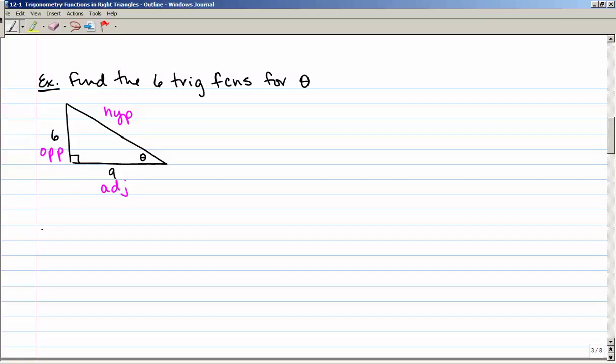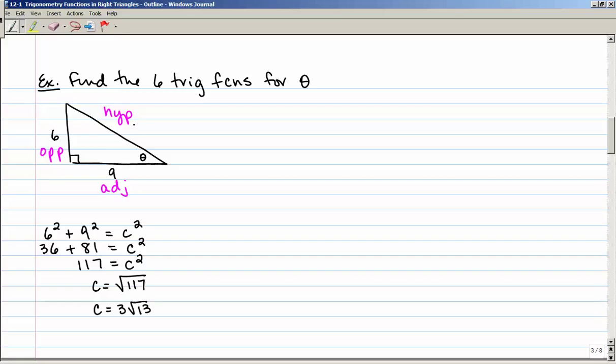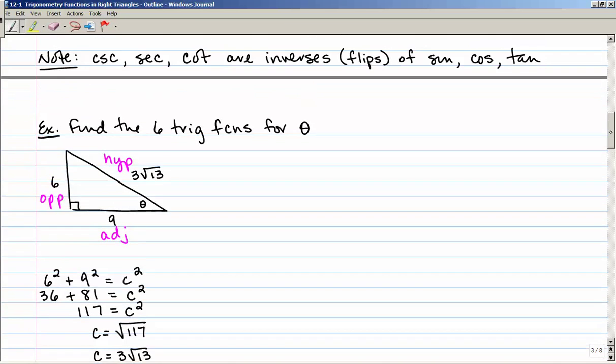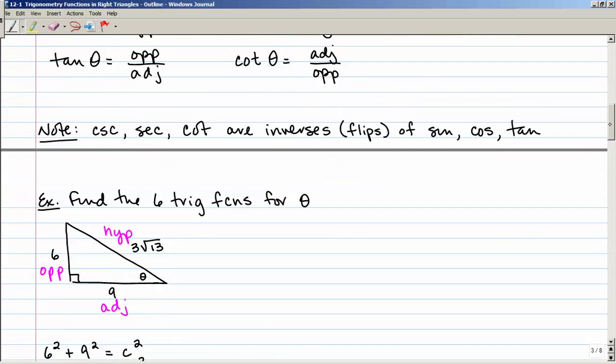So to do that, we're going to use the Pythagorean theorem. So 6 squared plus 9 squared equals, I'm just going to call it c squared. So 36 plus 81 equals c squared, which is 117, or c is equal to the square root of 117, which simplifies to 3 square root of 13. So I'm going to go ahead and add that to my diagram. So my hypotenuse is 3 square root of 13 units long. So now with all of that information, it's pretty simple. We're just going to plug those numbers into these ratios that we saw right here.